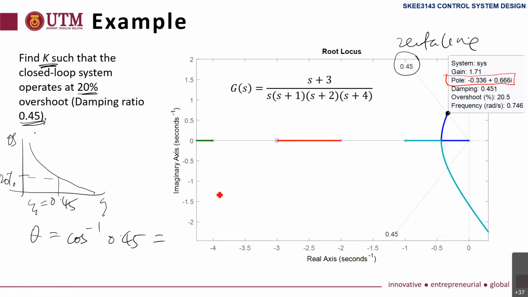Now I want you to find K. In 5 minutes, please calculate the value of K. We have here 4 poles and 1 zero. Okay, now 5 minutes, calculate K.